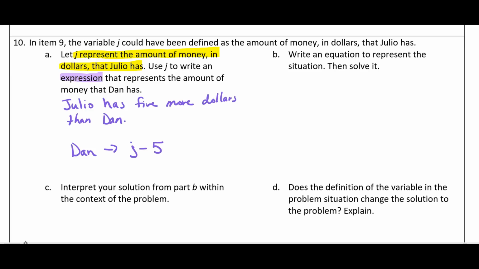So notice how this changes our expression. In our first problem, we had D plus 5 because we represented the variable D being Dan's money. However, this time by writing it in terms of Julio with a J, it completely changes the expression, which means it's going to completely change our equation. Because this time when we have Dan and Julio, and it equals $19, Dan this time is J minus 5, and Julio is J. This is a totally different equation. So when we solve this, we'd have 2J minus 5 equals 19.